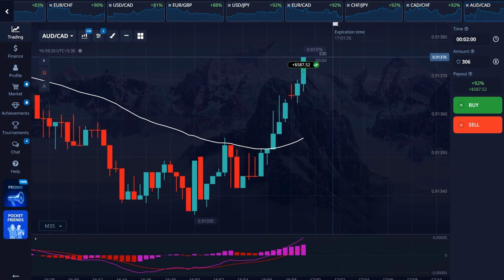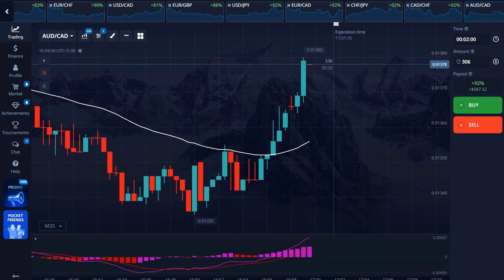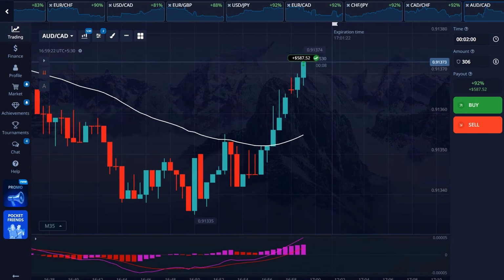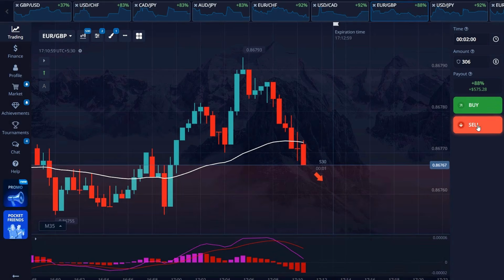Everything aligned perfectly. Trend direction, momentum confirmation, and entry timing. This setup proves how simple price action can deliver powerful precision when used with discipline. Now let's switch to the next chart and see how the same logic plays out in a different market.